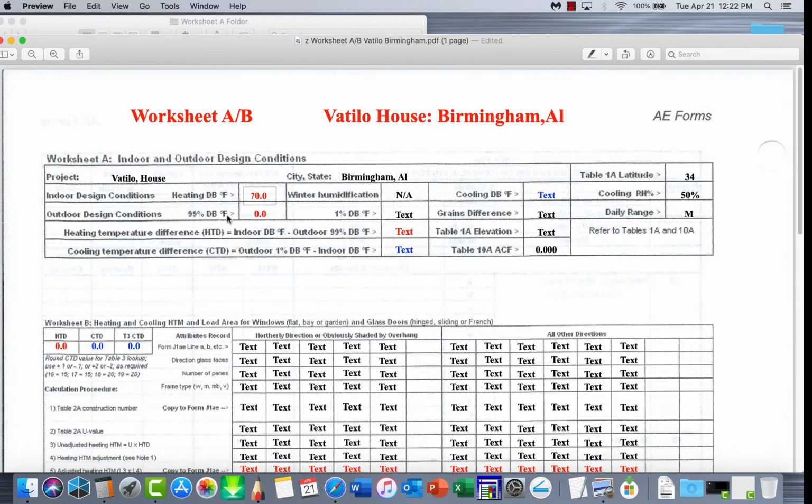Okay, and outdoor design conditions would be the next thing. And then the next thing over here would be cooling dry bulb. For winter humidification, we don't need any humidification in the wintertime for this house, so we're just going to go across this line right here. Cooling dry bulb is the temperature you want your house to be when you're cooling. ASHRAE defines this as 75 degrees for energy efficiency.